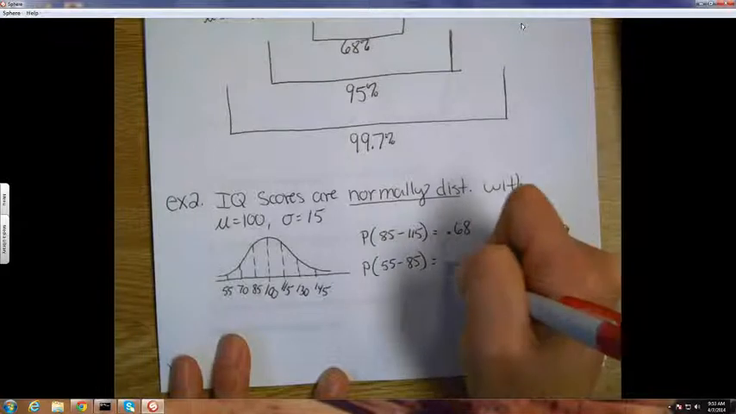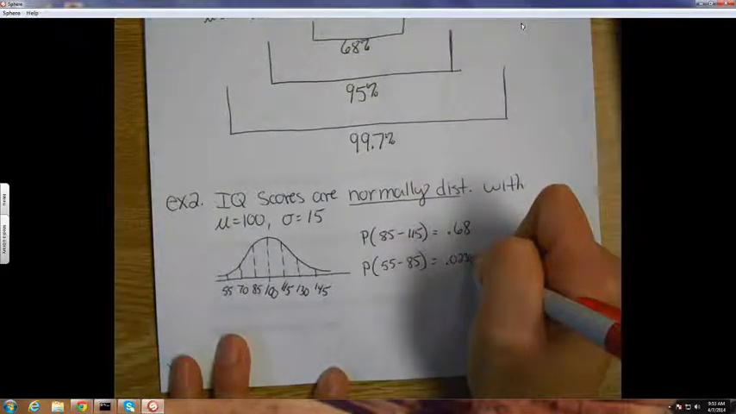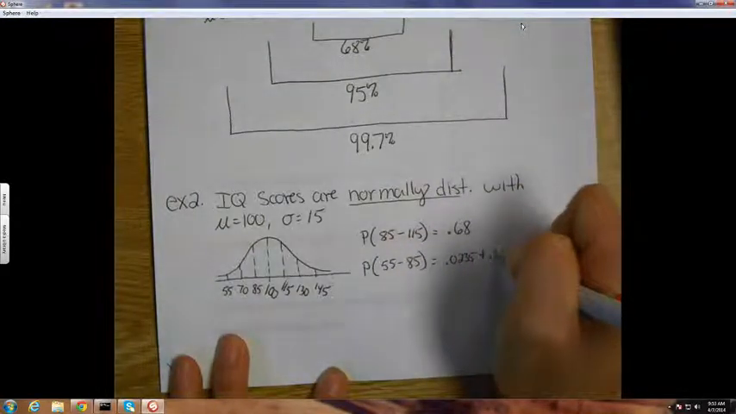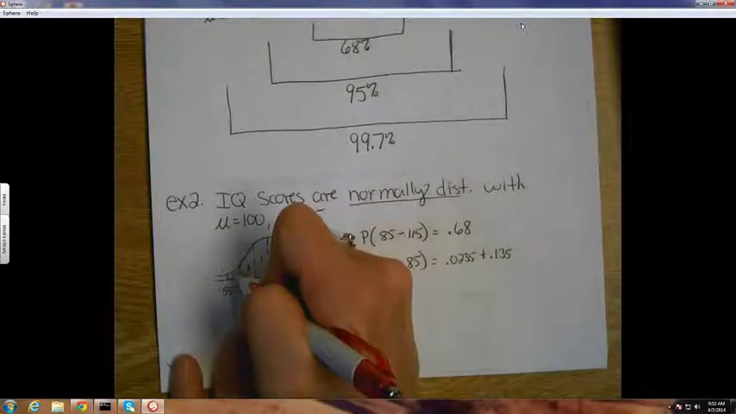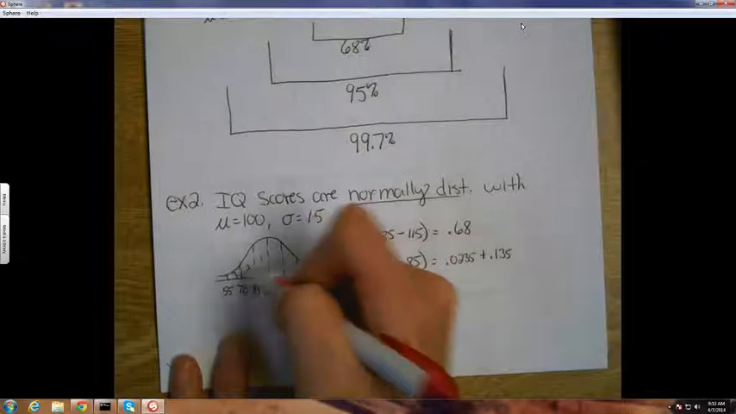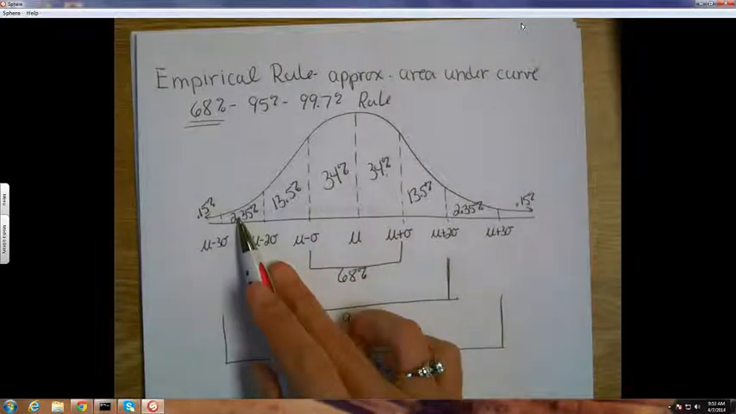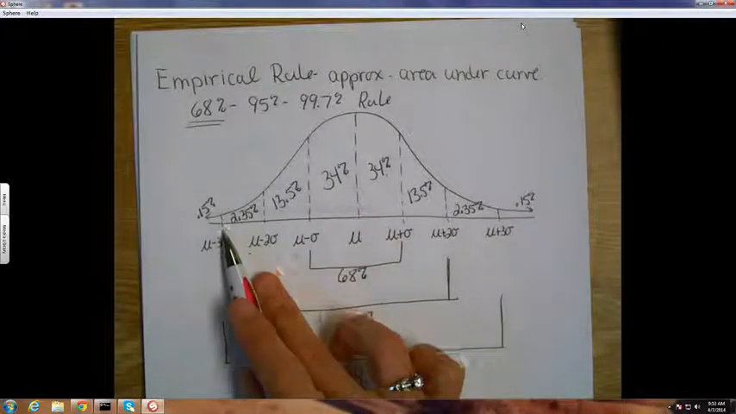So 0.0235 plus 0.135. I'm adding up the two pieces. You need to number them: 1, 2, 3. I'm adding up these 2 and 3 chunks. It's these two added together. So that's where my 55 is, and that's where my 85 is.